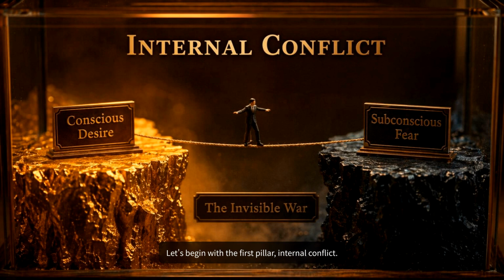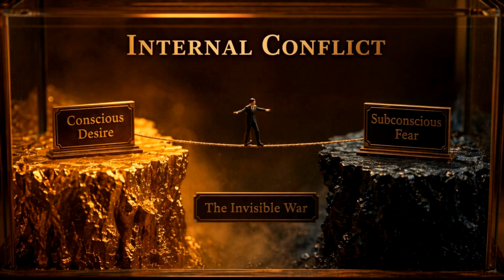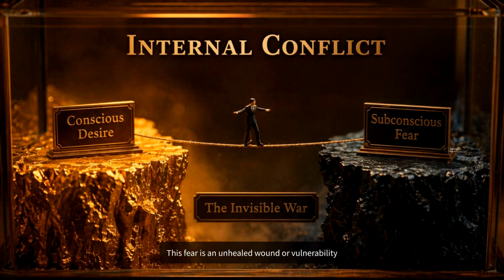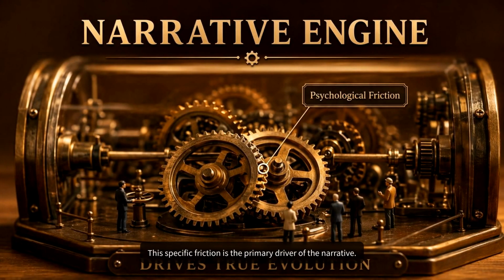Let's begin with the first pillar, internal conflict. Internal conflict is the invisible war raging inside a character's mind. It is the friction between their conscious desires and their subconscious fears. To architect this effectively, you must map two opposing forces. On one side is what the character wants, their driving, tangible goal. On the opposing side is what they fear. This fear is an unhealed wound or vulnerability that prevents them from simply taking what they want. This specific friction is the primary driver of the narrative. It acts as the engine that forces true psychological evolution.